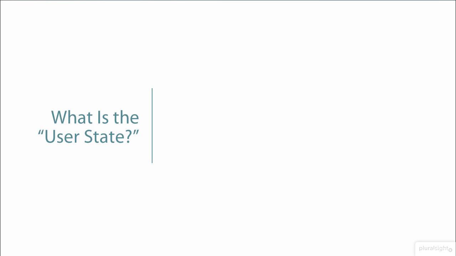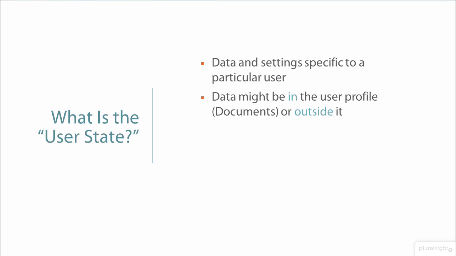Well, Windows has long maintained a separation between user-specific settings and machine-specific settings. The user state, in a nutshell, is everything that a user has personalized, from settings that live in the registry to documents and files that the user has created. Now, user state data might live inside the formal user profile, that is, the user's folder under the parent Users folder on the local drive, or perhaps outside it, so the USMT has to account for that.